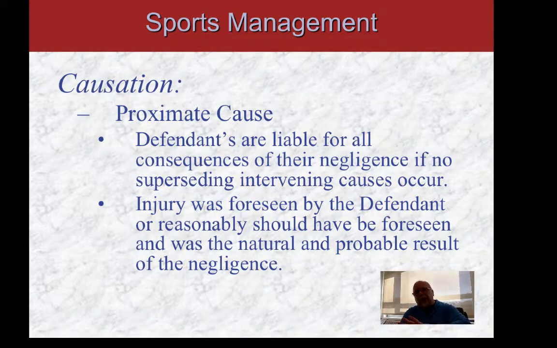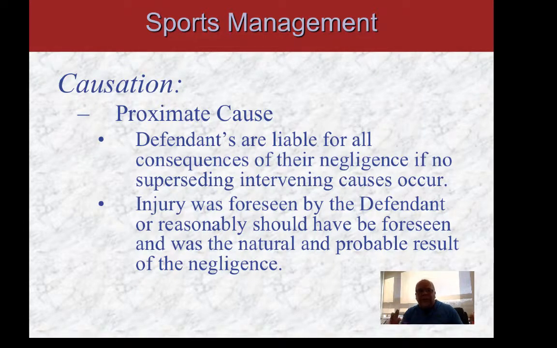Now, what if that car's tire pops off? The plaintiff's car tire pops off, rolls down the street, and hits some child riding his bike. Well, yeah, that's a consequence of their negligence. All right, the defendants are liable for consequences of their negligence if no superseding intervening cause occurred. So, run through the red light, hit the car, car's tire pops off, rolls down the street, hits a kid on the bike. Well, that's proximate.